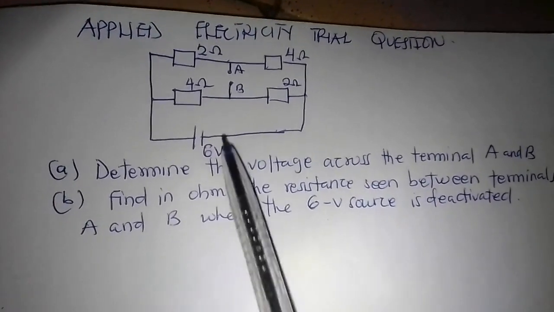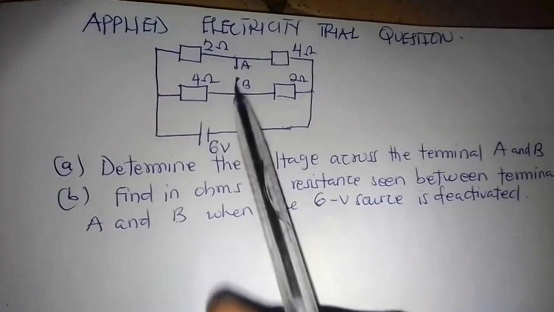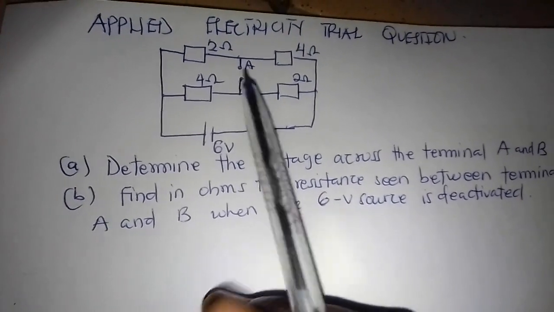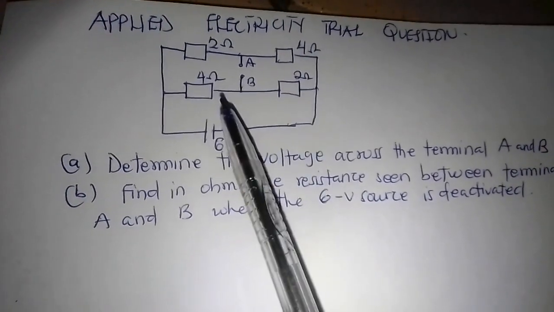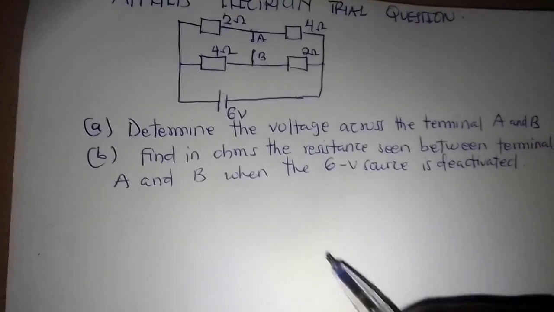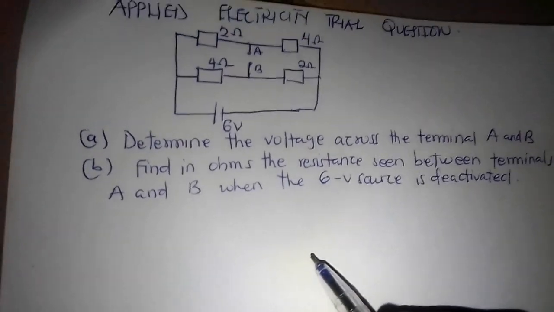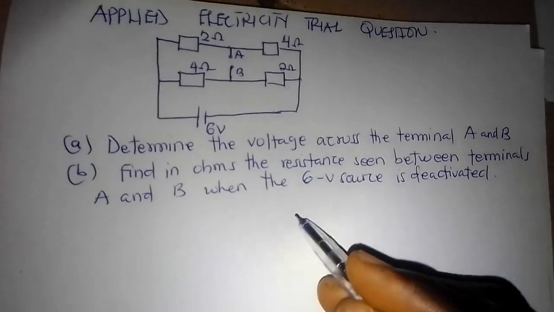So you can see from this circuit that we have terminals A and B, which is an open circuit, then we have 4 resistors arranged this way. Now this is a bridge circuit, so let's see how you're going to solve this problem. Kindly watch this video to the end.